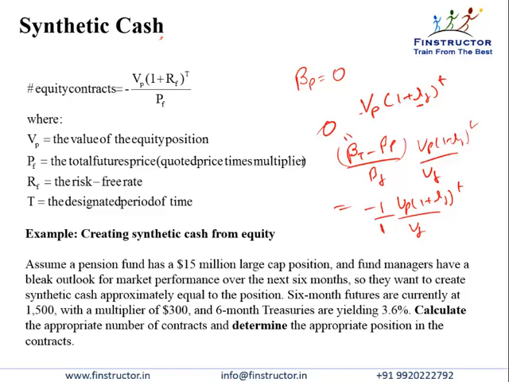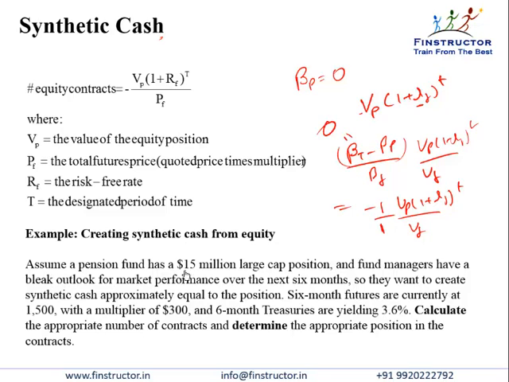There's a slight difference between creating synthetic cash and creating a zero beta portfolio. If the question asks that I want to reduce the beta to 0, then don't multiply with this (1 plus RF) to the power T. This VP I just want to make a beta 0. If the question says create synthetic cash, that means it has to generate an RF return also. So we'll short VP into (1 plus RF) to the power T.